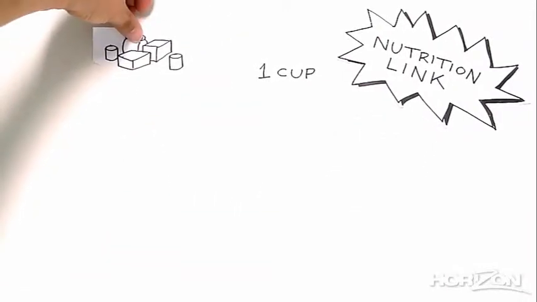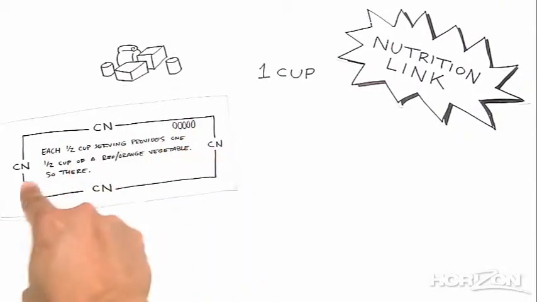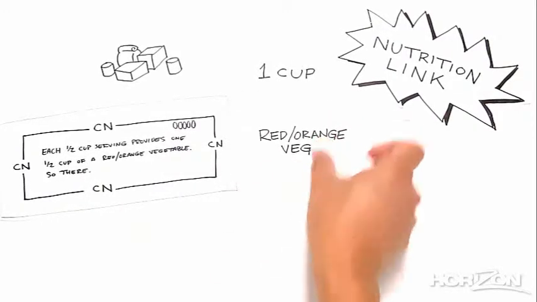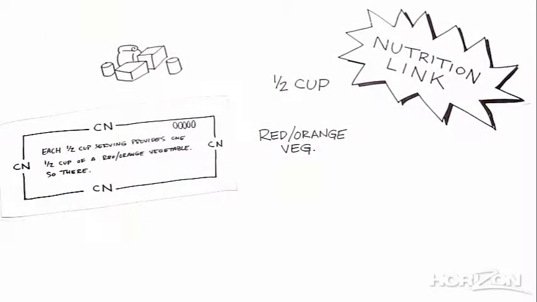Using the ingredient's CN label or another trusted source, we can add its meal pattern contribution towards grains, fruits, vegetables, milk, meats, or meat alternates. This information is also provided for a specific unit of measure. In this example, each half cup provides a half cup of red-orange vegetables.